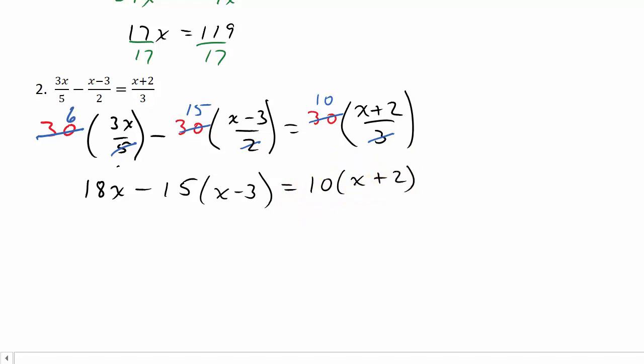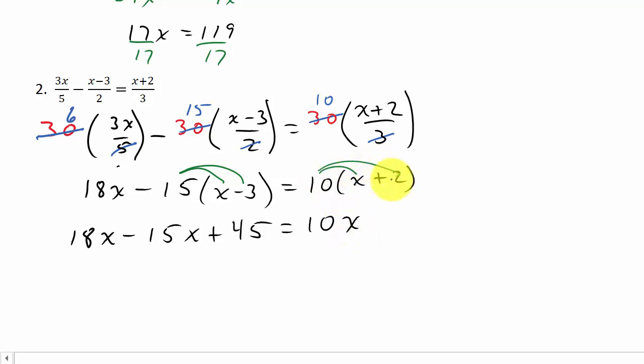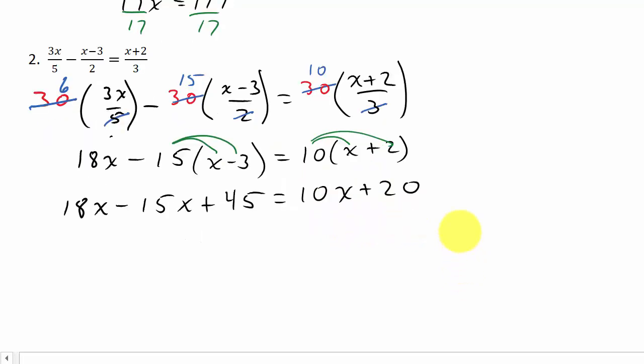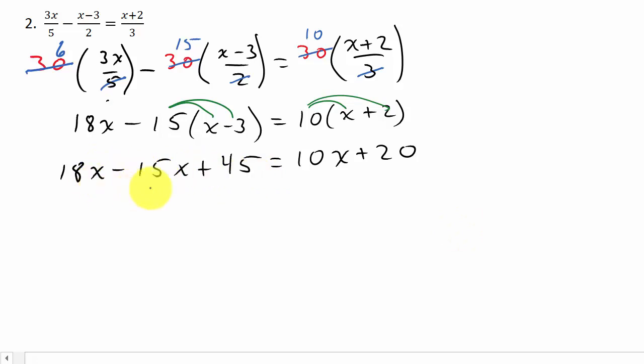Now to solve this, what do we have to do? We have to clear the parentheses, don't we? So we'll use the distributive property here. That's going to give us 18x minus 15x plus, and then negative 15 times negative 3 is 45, equals 10x, and then 10 times 2 is plus 20. Then we'll combine like terms over here. We've got the two terms with the x in there, so that's going to be 3x plus 45 equals 10x plus 20.